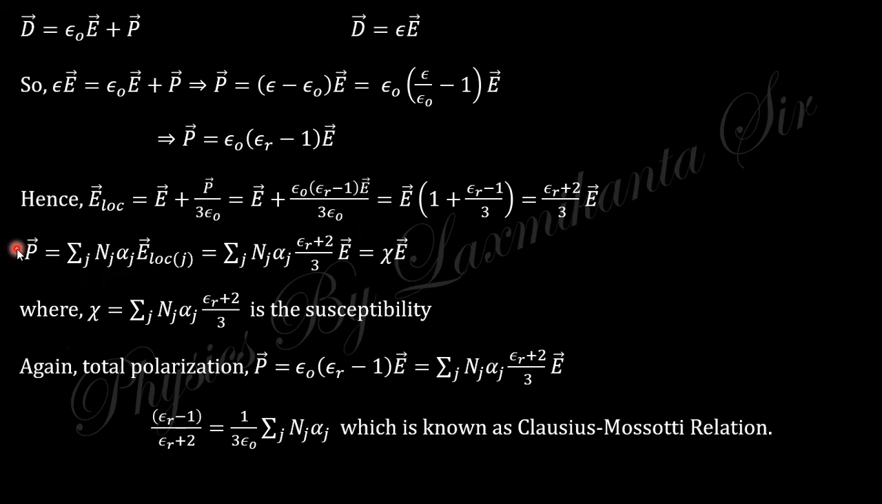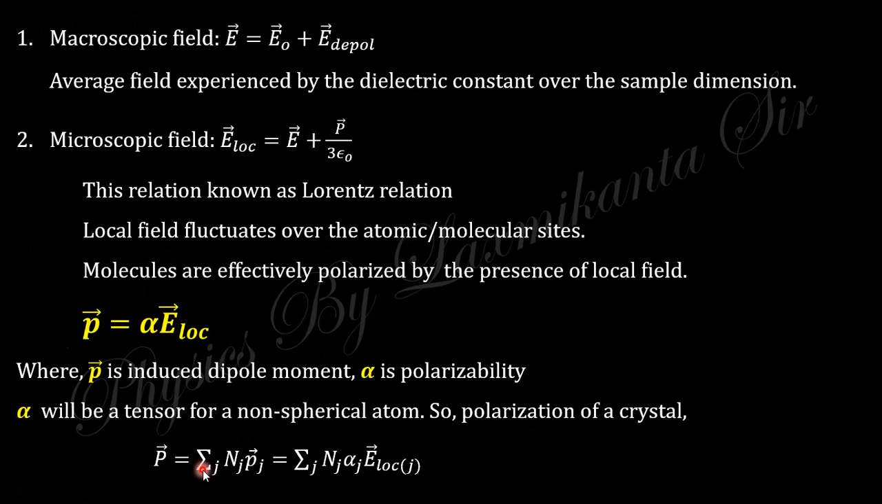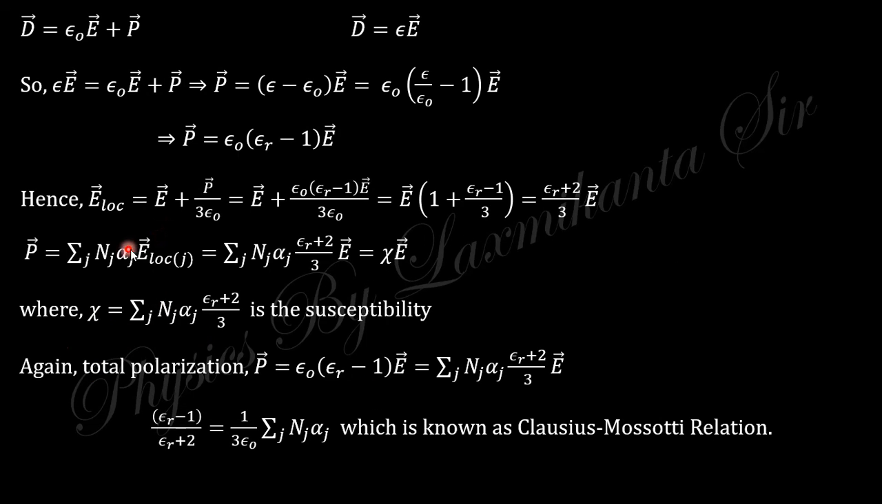And this polarization vector P equals the summation of this one, because this small p is nothing but alpha E local, the jth component actually. So finally this will be obtained, and this is nothing but chi E, where chi is the susceptibility, and you know this total polarizability will be like that. If you compare this, you will obtain this relation, which is the Clausius-Mosotti relation.